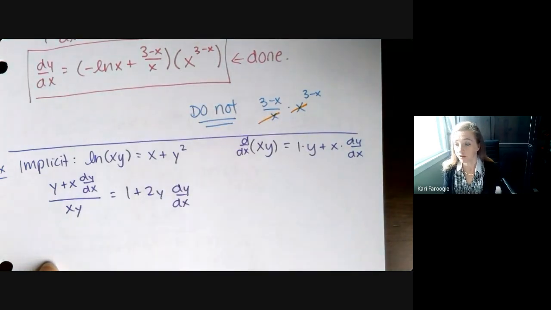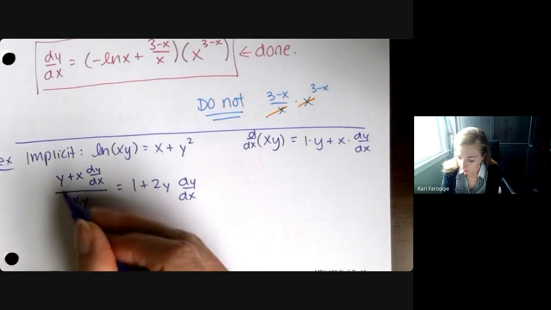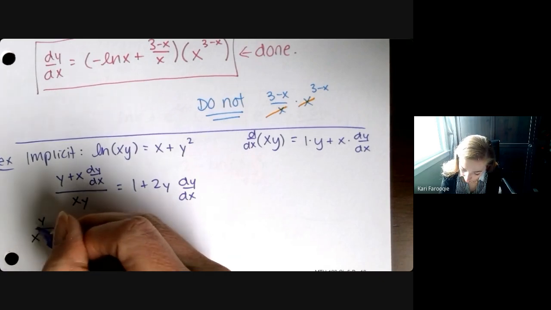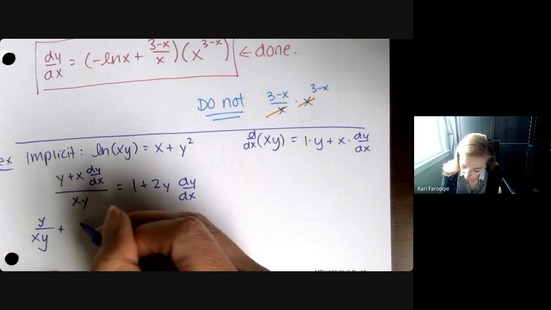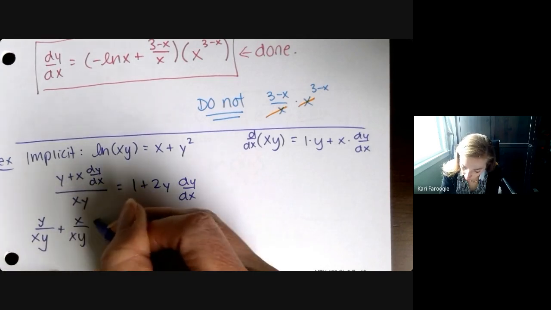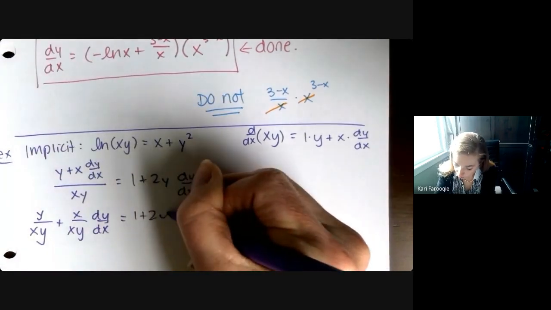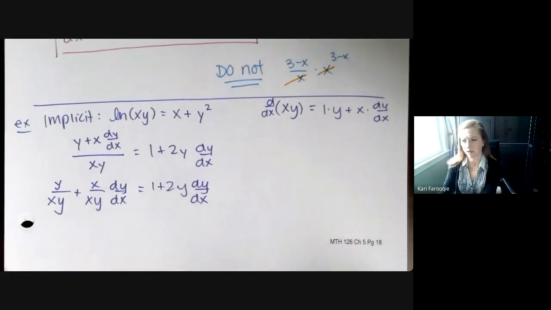Okay, now we need all the dy/dx's on one side and everything else on the other side. It's kind of up to you how you do that. I'm going to split up this fraction using the common denominator. So this is y over xy plus x over xy dy/dx is 1 plus 2y dy/dx. Ooh, this is a good problem. Can't believe I thought of this on the fly. And then I want to have all the dy/dx's together.